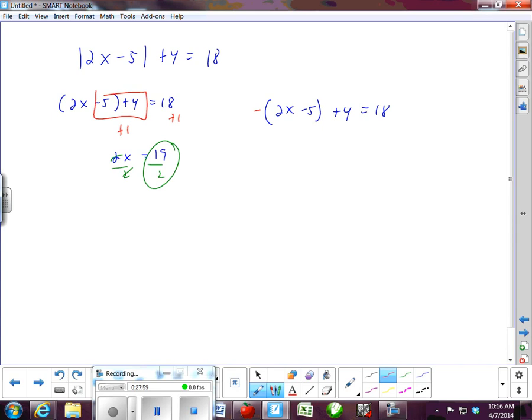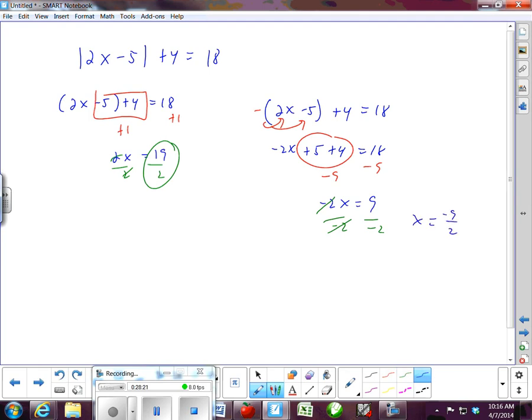All right, so we have to distribute the negative. So we have negative 2x plus 5 plus 4 equals 18. Now this is really a positive 9, so we'll add a negative 9 to both sides. Negative 2x equals 9. We'll divide both sides by negative 2, and our second solution is going to be x equals negative 9/2. And there are two solutions.